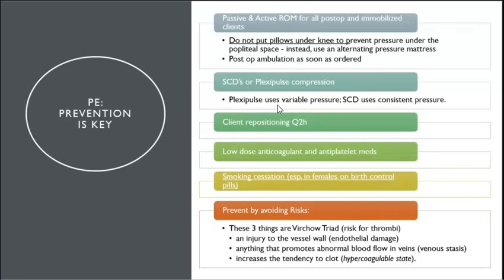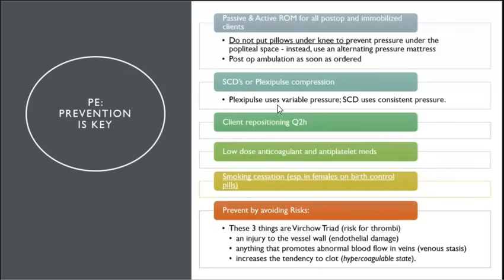So how do we prevent? Passive and active range of motion for all post-op and immobilized clients. Things to remember, if they do have a history of embolisms or thrombus, we try not to elevate the head of the bed above their chest, and don't put pillows under their knee. That's going to prevent pressure under that popliteal space. Instead, we are going to get them an air mattress. And the new thing that we see in the hospital now is the sand mattresses. Those are good.